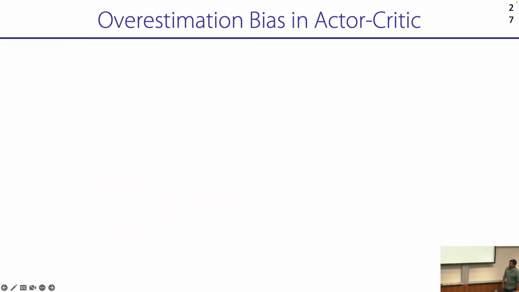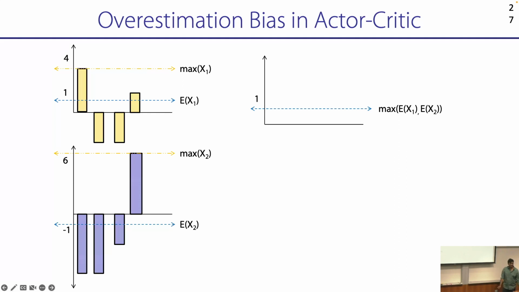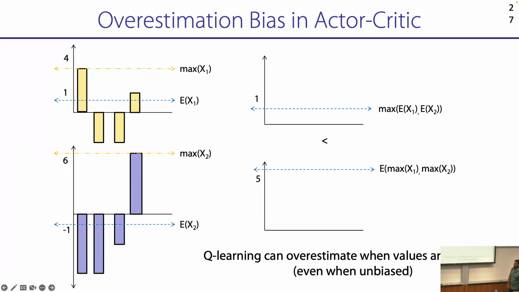Right. Okay. So does that make sense? Noisy values because of stochasticity, function approximation, etc. Take the max of noisy value, you get overestimation. If you're able to perfectly compute the expectation before you took the max, then you'll be good. Okay, so that's what happens in Q-learning or in actor-critic. You overestimate when the values are imperfect, even when on average they are correct.